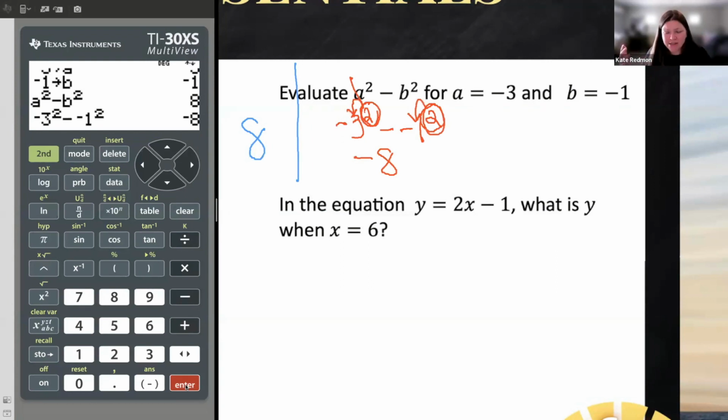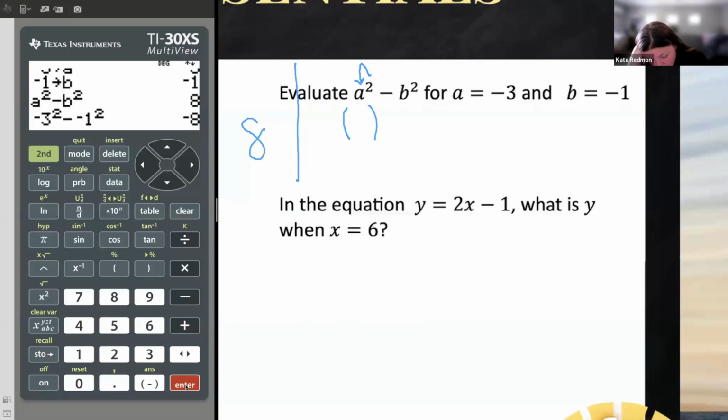Now, you might say, well, why does it matter? It matters because of the original expression. Take a look back at the original expression. In the original expression, it says it wants you to square A. That means it wants you to square all of A. If you want to square all of a negative number, you've got to use parentheses to increase the strength of the exponent. So you're going to use parentheses.